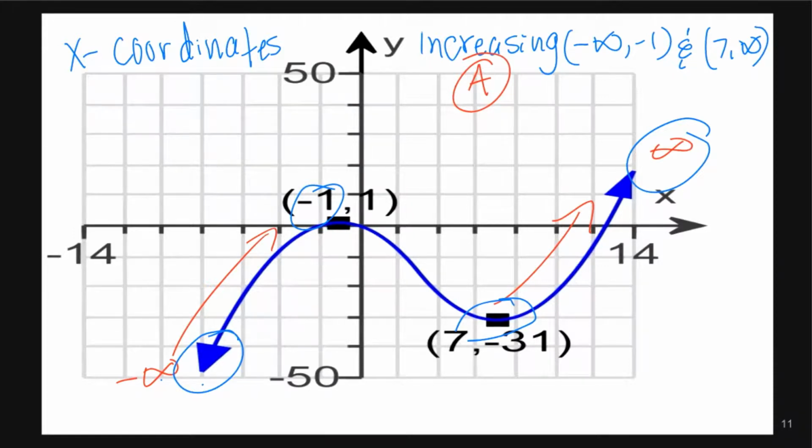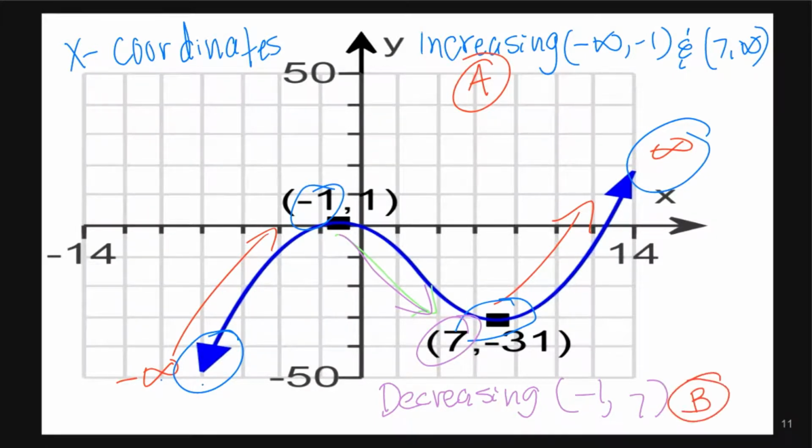Now decreasing seems from here. That's not dark enough. So decreasing is coming from negative 1 to 7. And I think that's B on your study guide.